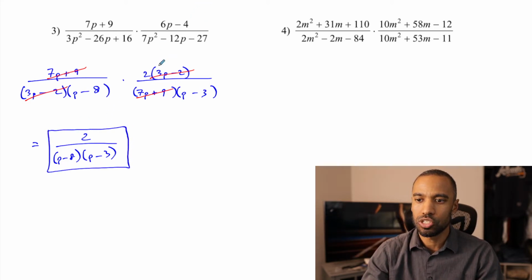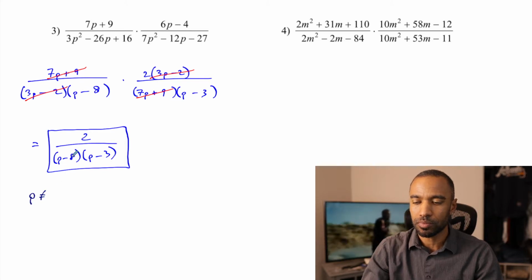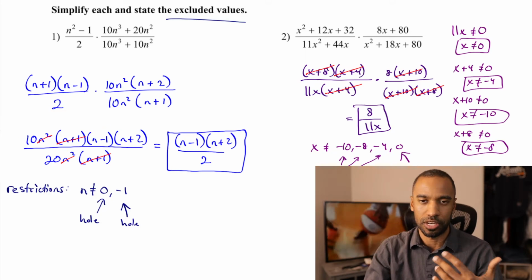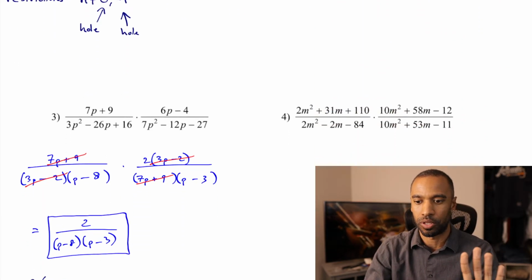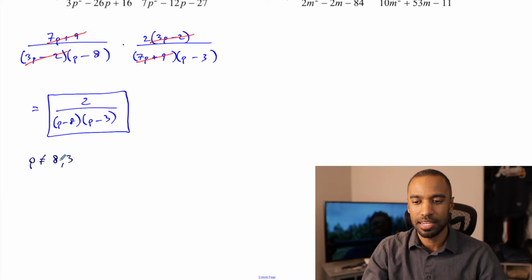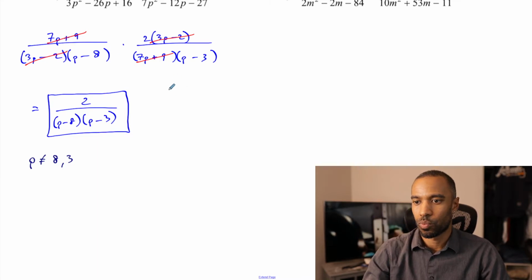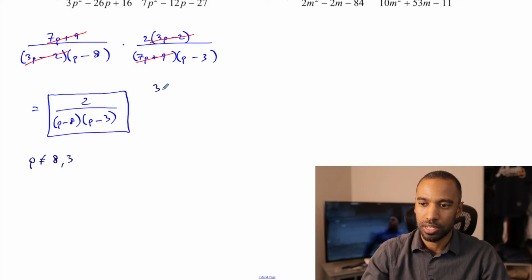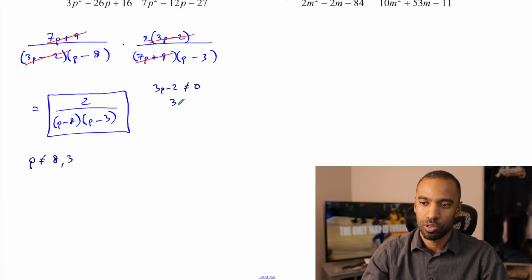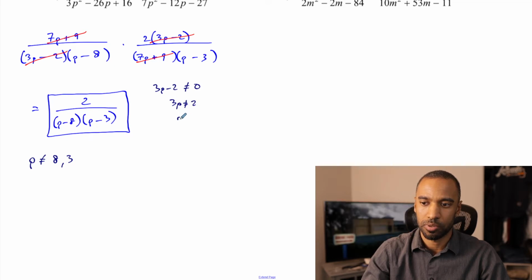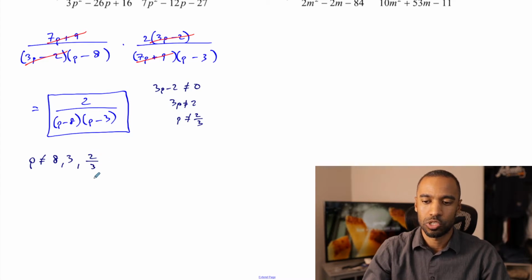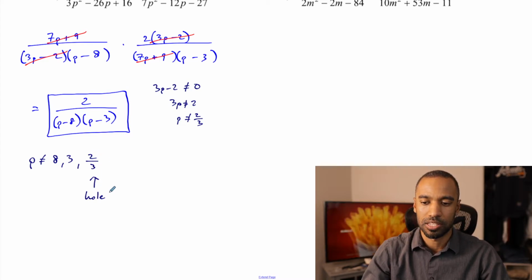Now, as far as restrictions go, what can't p equal? Well, I'm not going to go the full route of saying what can't equal 0 right there. If it becomes too much of an issue, we will. But p definitely can't equal 8 or 3 for now, right? But also, what are the things that canceled? 3p minus 2 couldn't equal 0, because that would be division by 0. So if I add 2 to both sides, 3p can't equal 2, and divide both sides by 3, p can't equal 2/3.